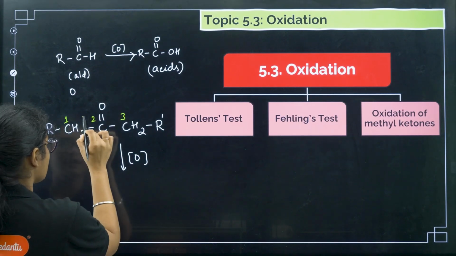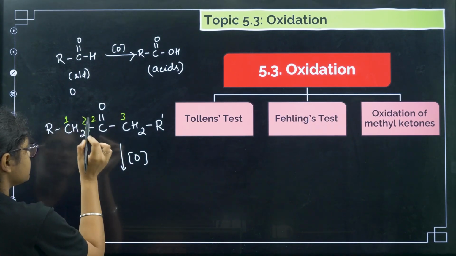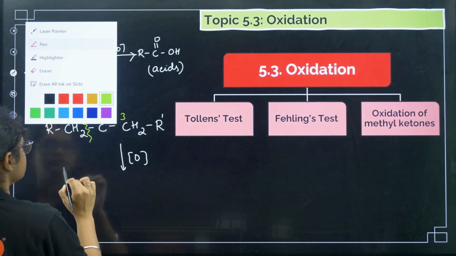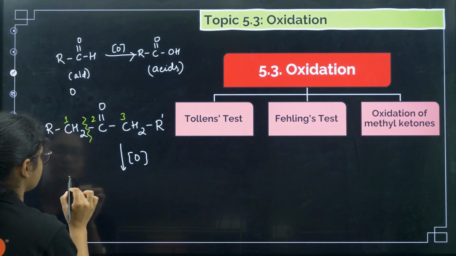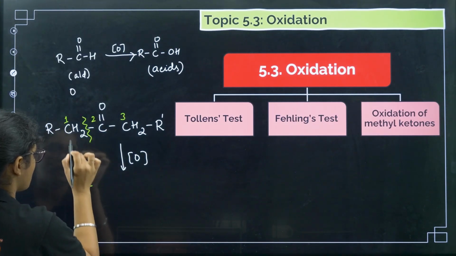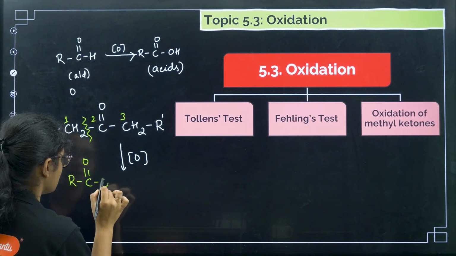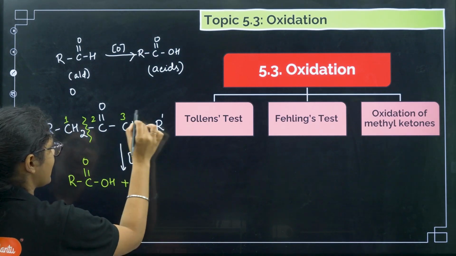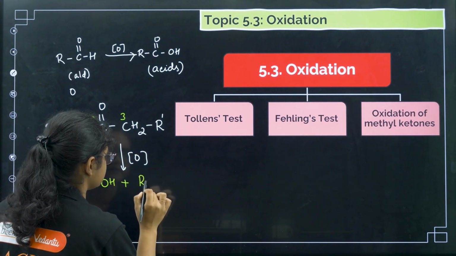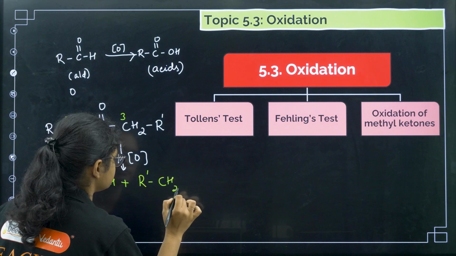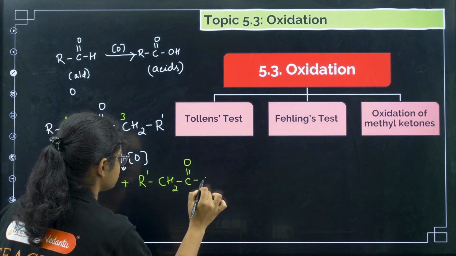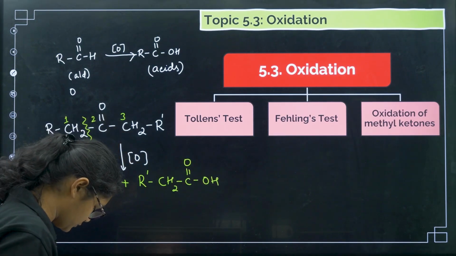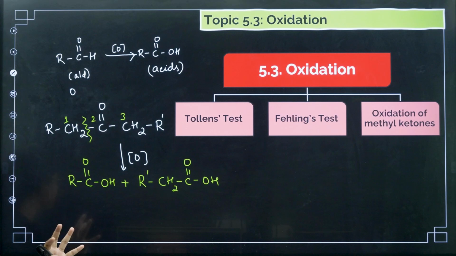See, there can be a cleavage of carbon 1 and 2. So if there is a cleavage of carbon 1 and 2, this part will get converted to one acid, so RCOOH, plus I'll have this side converted to one acid, that is R dash CH2COOH. Okay, that is one possibility. Clear? I hope you can see this.